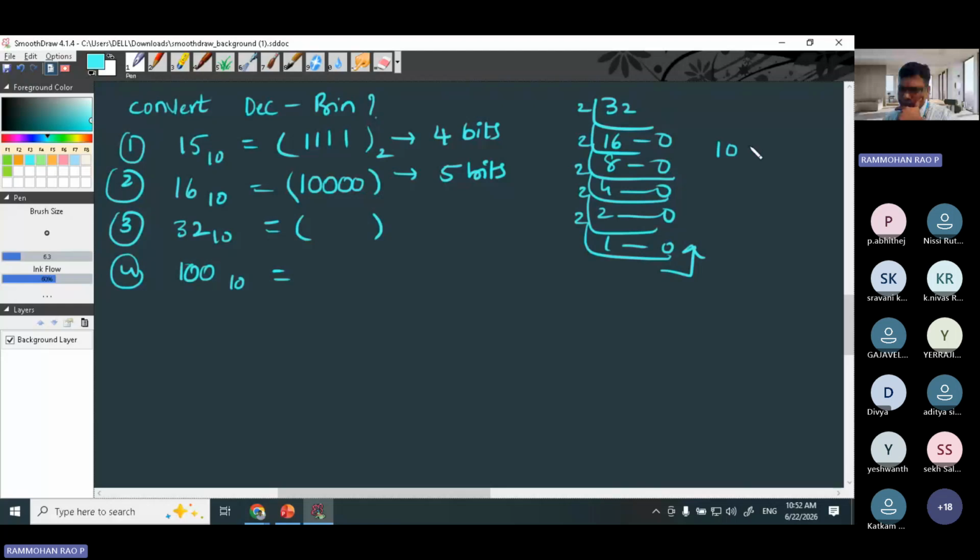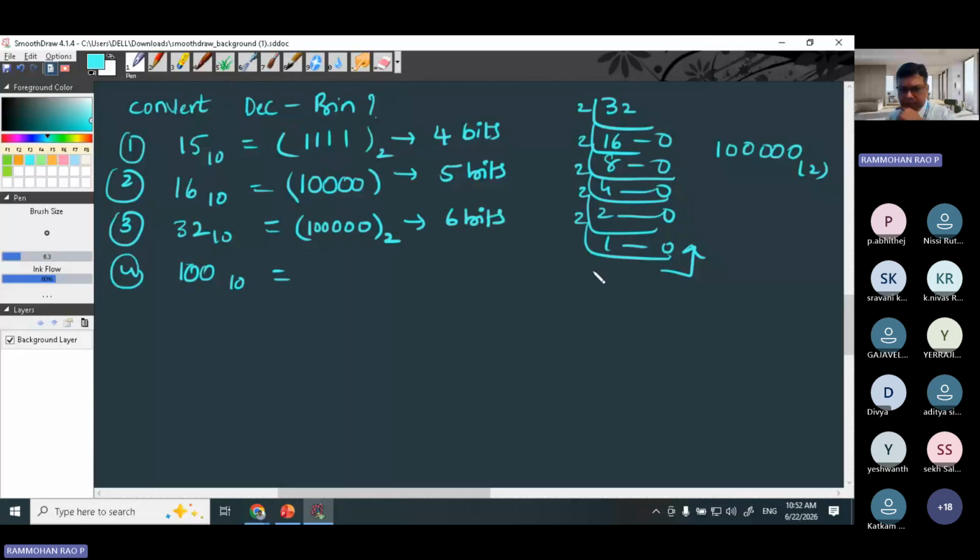1 0 0 0 0 0. 1 2 3 4 5, right? 35 base 2. So it is 1 followed by 5 zeros. So total 6 bits I need to represent 32.